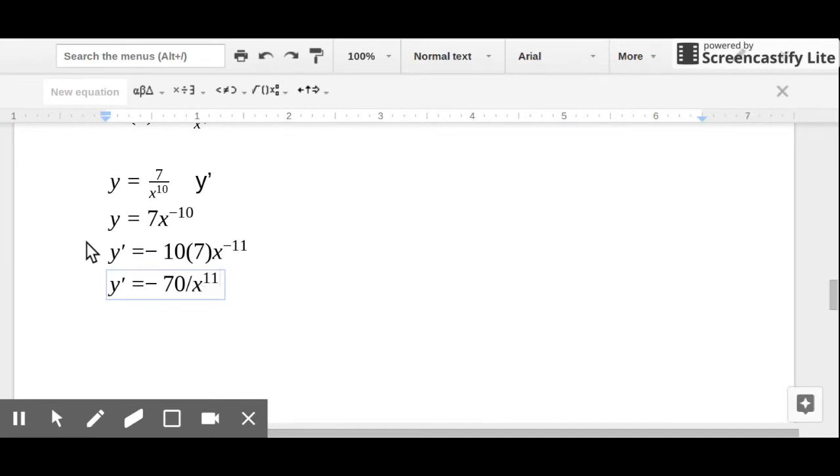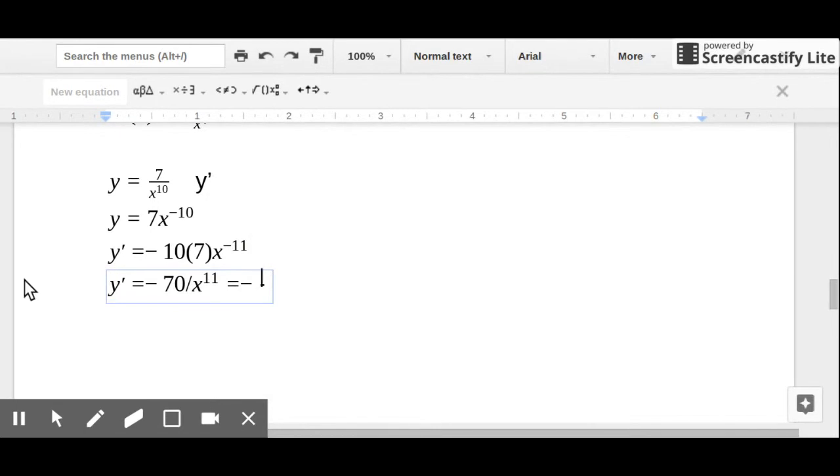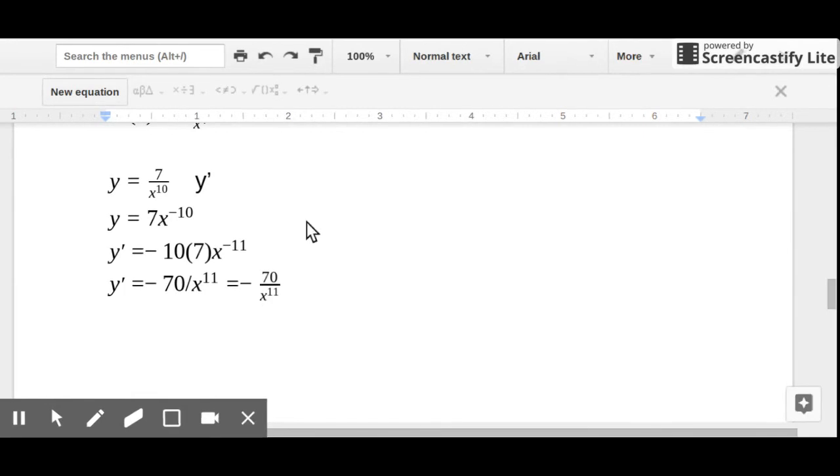Now you see this notation. We'll go ahead and write it so maybe you better understand it here: equal to negative, put the 70 on top and the x to the 11th on the bottom. Okay, so there is our derivative.